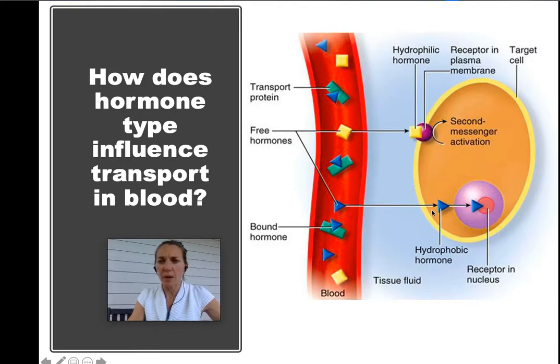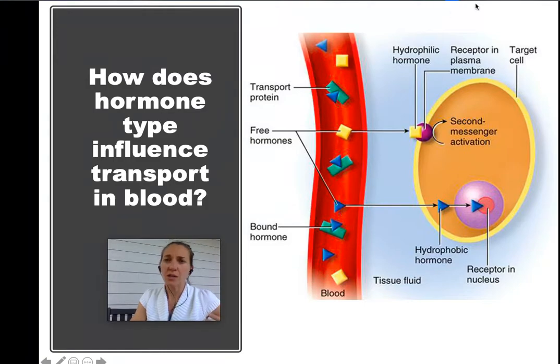But if you scale back and follow these blue triangles, you're going to see that many of these hydrophobic hormones need to be bound to a transport protein in the bloodstream. And if you think about that, it makes a lot of sense. Our blood is predominantly plasma, and plasma is predominantly made of water. So if you have a lipid-soluble substance, it would naturally repel from a water-soluble substance. By having these transport proteins in our bloodstream, it allows these hormones to more easily move through our blood.